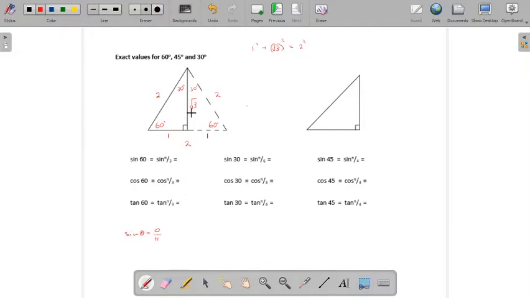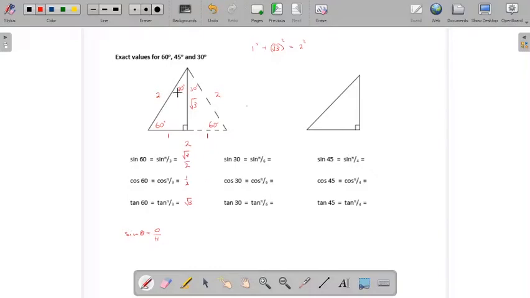So sine of 60 is opposite over hypotenuse. That's root 3 over 2. So sine of 60, which is the same in radians as sine of pi on 3, is equal to root 3 over 2. Cos of 60 is going to be adjacent over hypotenuse. So here's our adjacent side, that's our hypotenuse. It's 1/2. And tan of 60 is opposite over adjacent. So that's root 3 over 1, or just root 3.